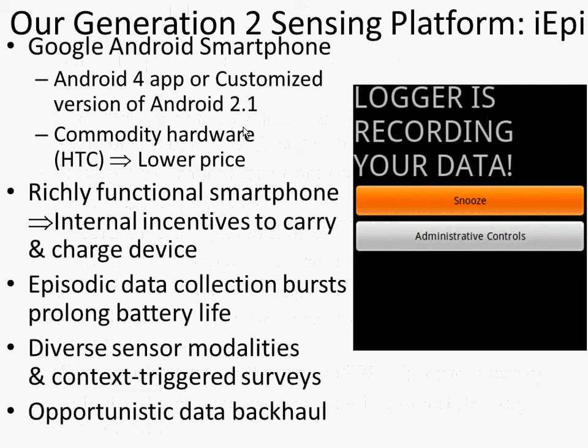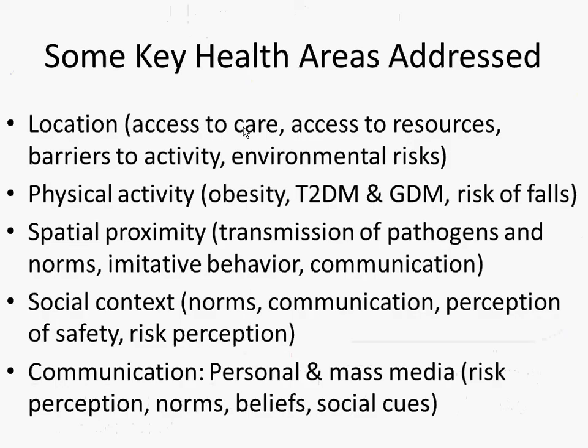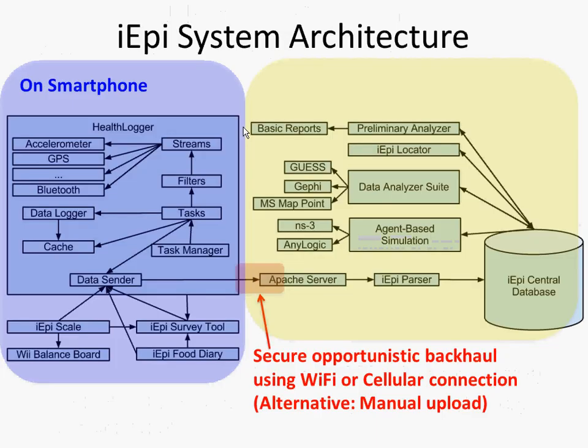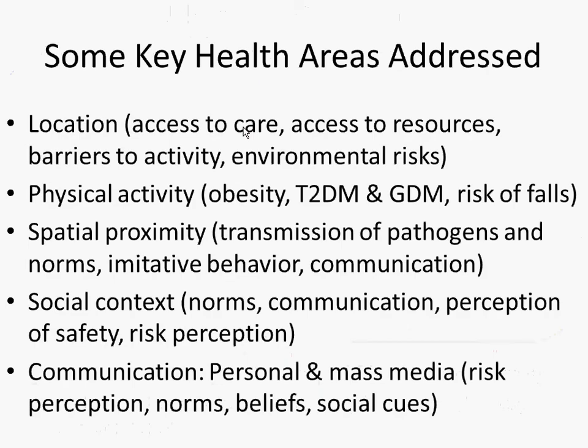So we've been using iEpi, an app that we've created, for a number of years, and it is being used by a variety of international partners for informing understanding of health. It can fill in a lot of details in exactly these areas: physical activity, people's location, their proximity to each other, aspects of their social context, communication, etc. My point in citing these things is that this is one example of the areas that are opening up for data collection.